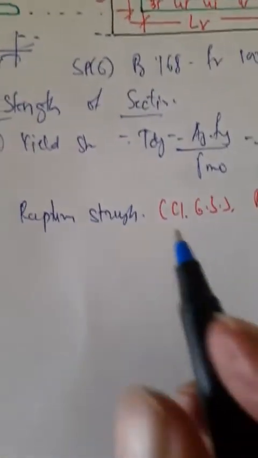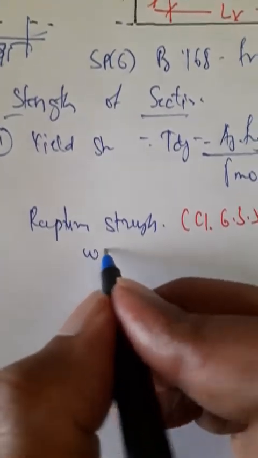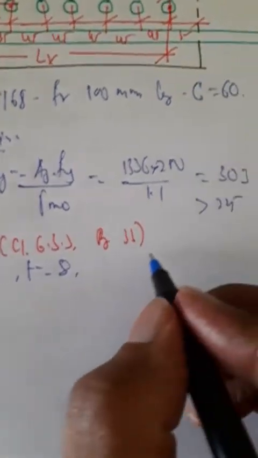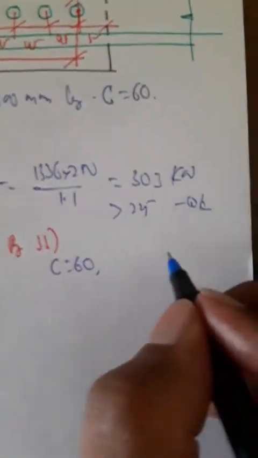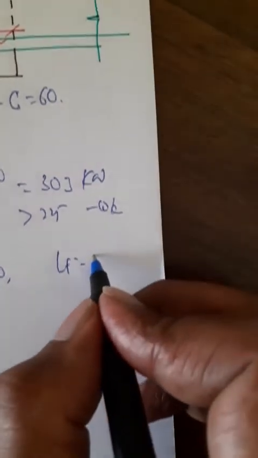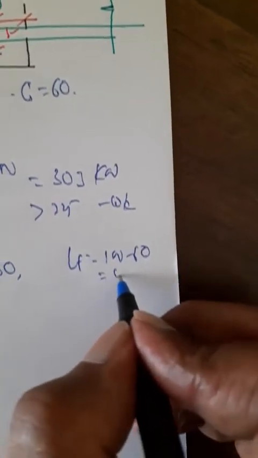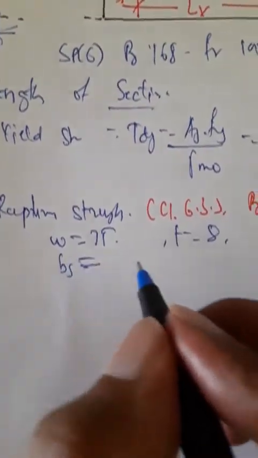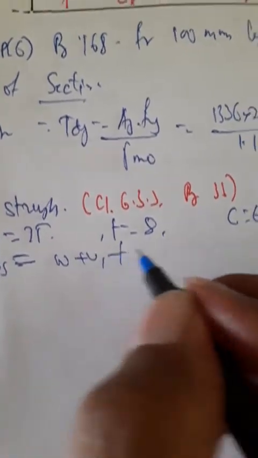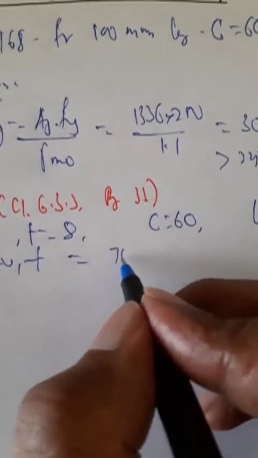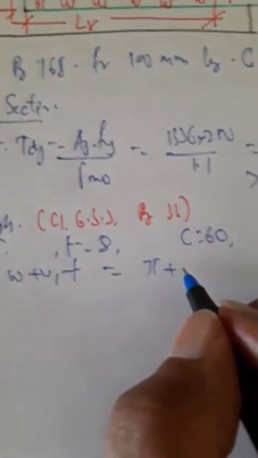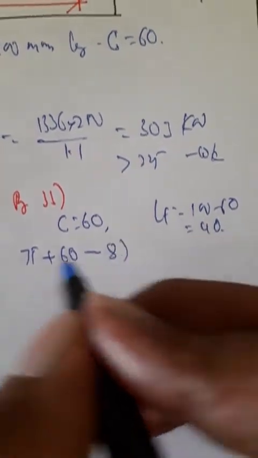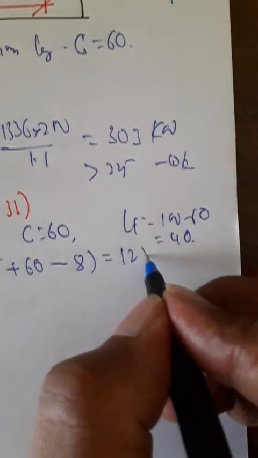Now go on writing the values. So w is equal to 75, thickness t 8, C 60 mm, Lt 100 minus 60 is equal to 40 mm. Next, bs, this equation is from the code. bs is equal to w plus wn minus t. So w is 75 plus wl or C is 60 minus 8. So you have the answer 127.